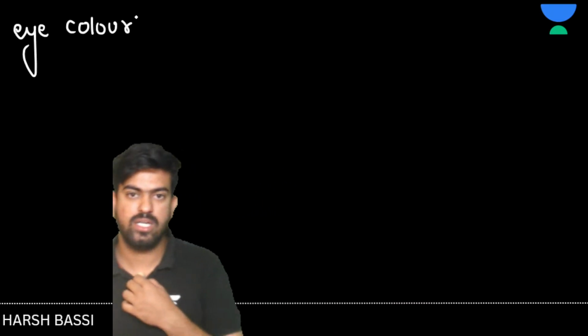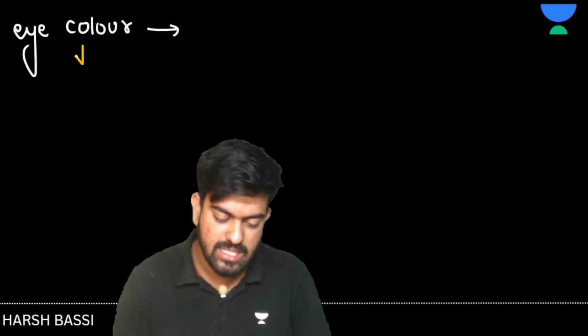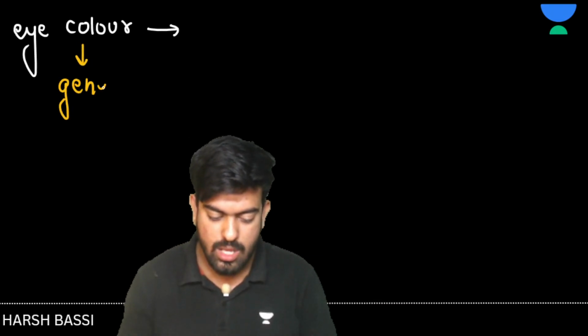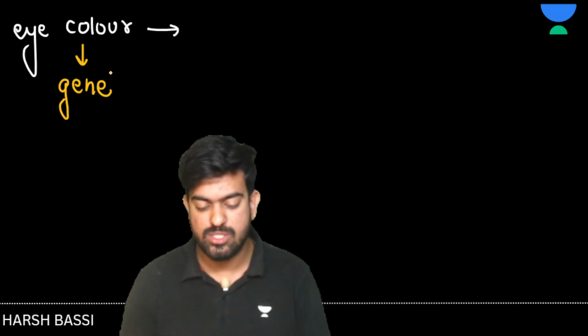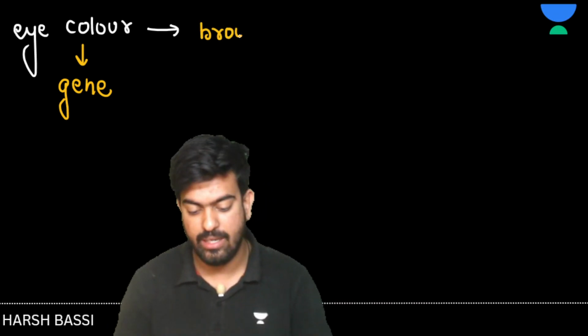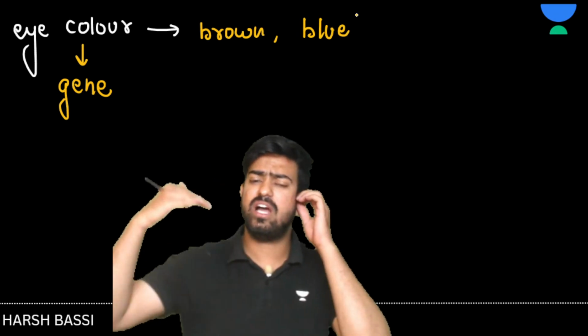We have eye color. Okay, so eye color can be what? It can be blue. As per Honey Singh, it can be brown, right? Brown Monday and all those things. So eye color is what? We have various colors. Eye color is being controlled by a gene. Yes or no? Now, the alleles for this gene may be containing brown color, maybe containing blue color.